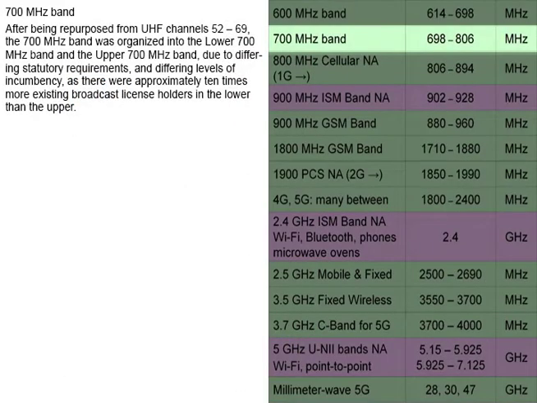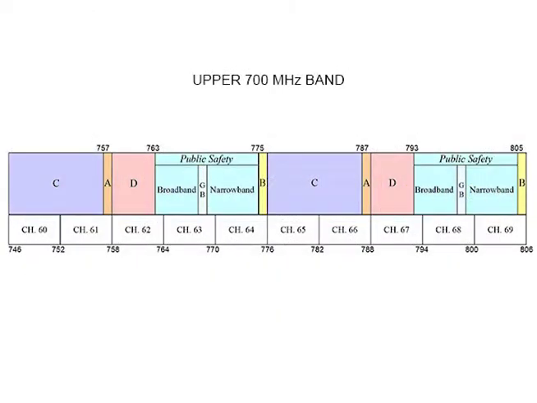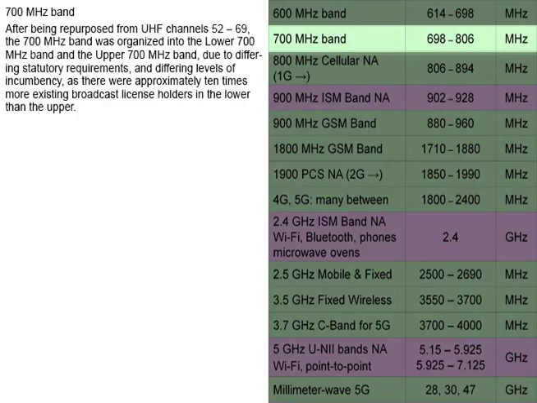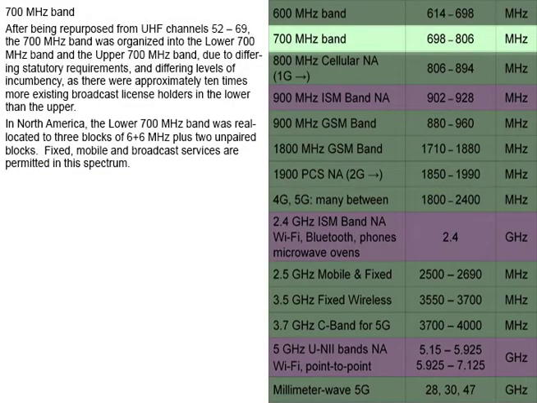After being repurposed from UHF channels 52 through 69, the 700 MHz band was organized into the lower 700 MHz band and the upper 700 MHz band due to differing statutory requirements and differing levels of incumbency, as there were approximately 10 times more existing broadcast license holders in the lower than the upper. In North America, the lower 700 MHz band was reallocated to 3 blocks of 6 plus 6 MHz, plus 2 unpaired blocks. Fixed, mobile, and broadcast services are permitted in this spectrum.